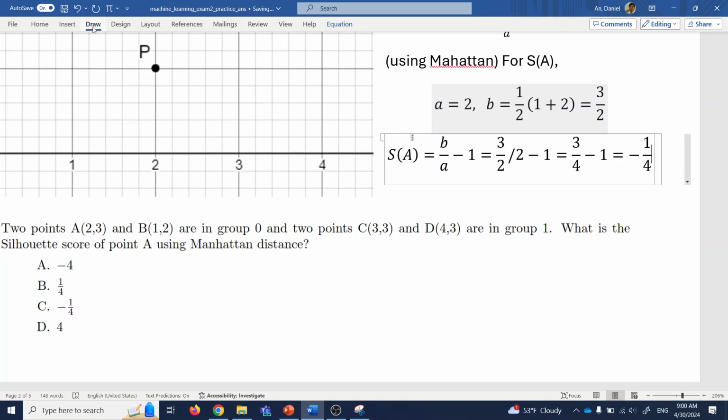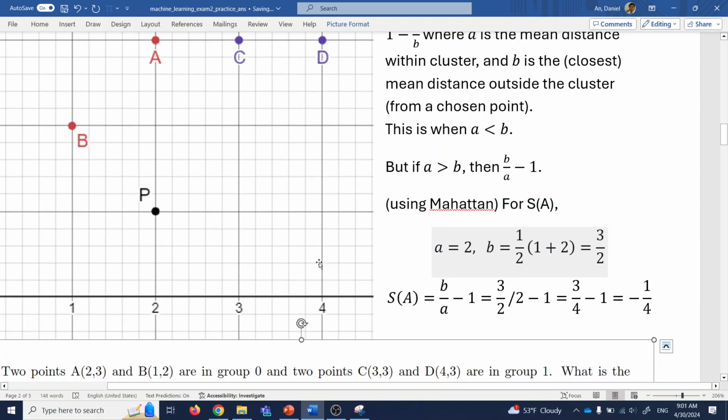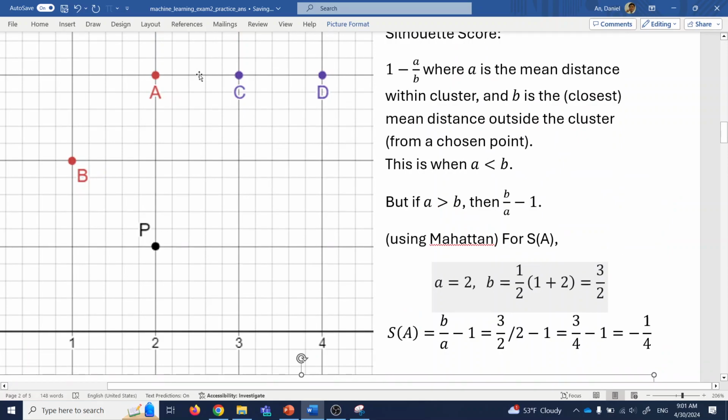So, for B, why is it 1/2 times 1 plus 2, like where do you get the 1 plus 2 from? Oh, the distance from A to C is 1, right. Distance from A to D is 2. Okay. And you're taking the average of it.